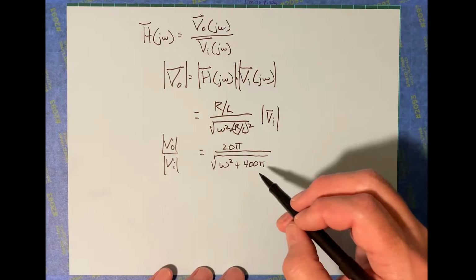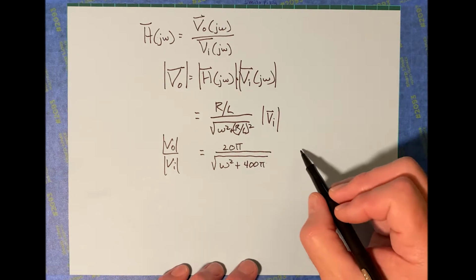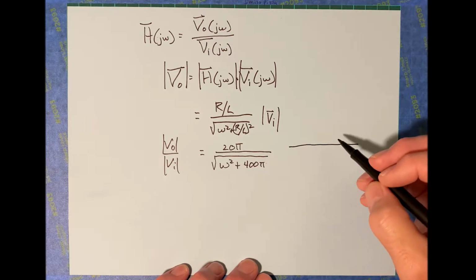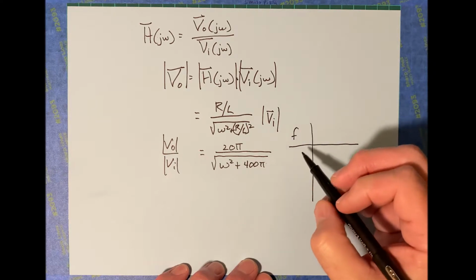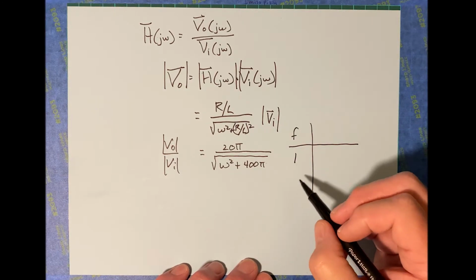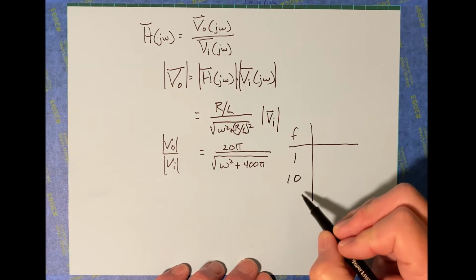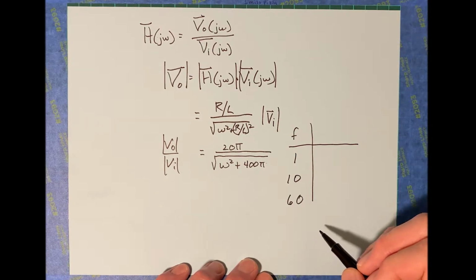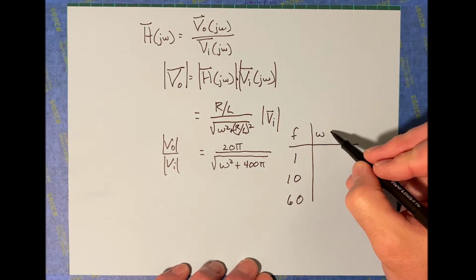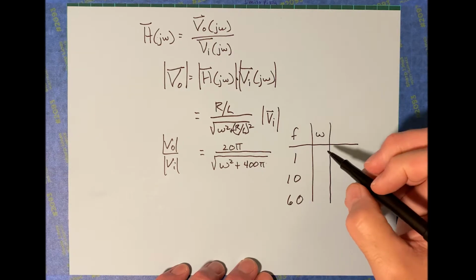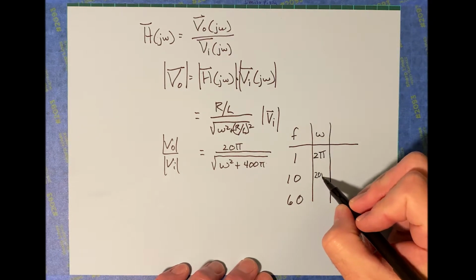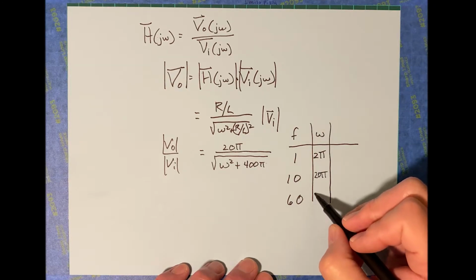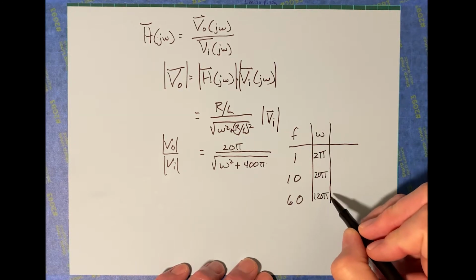Here I can do this with Excel or MATLAB or something like that, or I can just build a chart. Let's say I've got my frequency and I want to test it at 1 hertz. Let's test it at 10 hertz, and let's test it again at 60 hertz. Well, that corresponds to omega of 2 pi, 20 pi, and 120 pi.